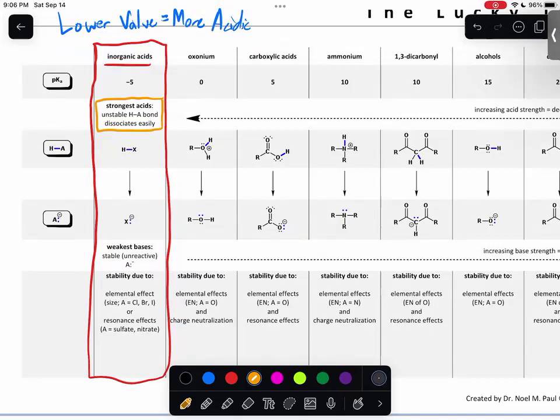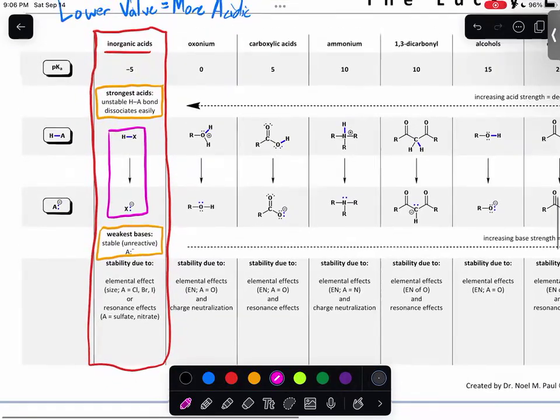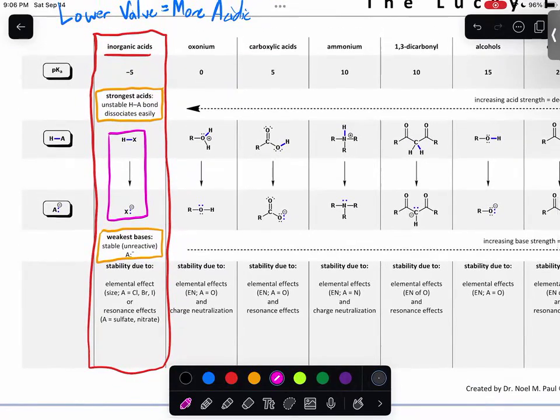All right, and it also tells us down here that these are weak bases because they have stable conjugate bases, I suppose. And so the other nice thing that it does is it shows the functional group with the proton attached. So that would be right here in the middle with the HX, and it shows you what the conjugate base actually looks like. All right. And then the very, very most important thing is right here at the bottom, which is what we're going to be using a lot of, and that is these stability effects here. All right. And it tells you why these things are so acidic.